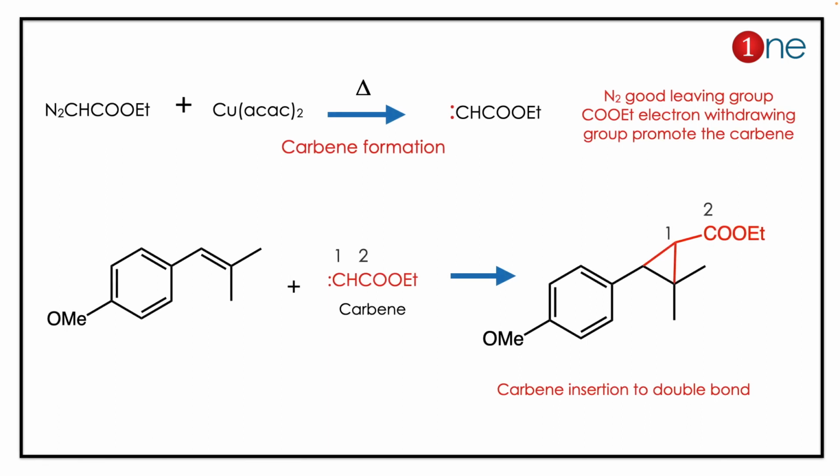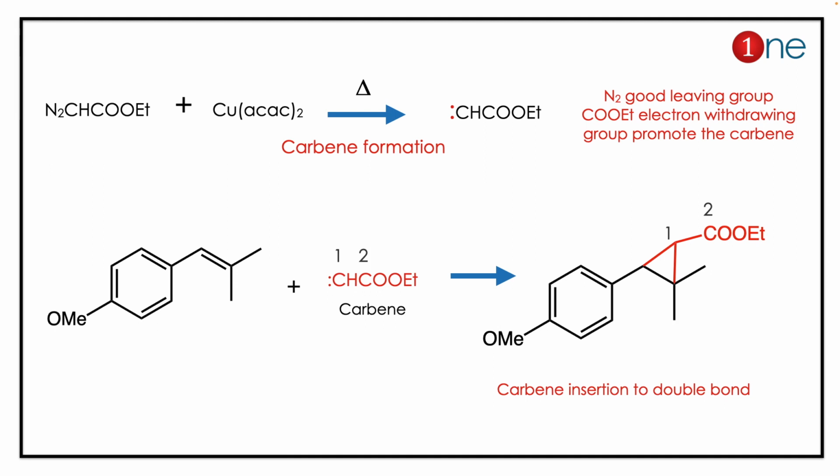Here the important concept you should learn is intermediate formation. In the starting material you have nitrogen. Nitrogen is a good leaving group, so even with a little heat you will get the final product. The starting material is heated, and in the presence of the metal you have the carbene there. Carbene is an extremely reactive species, trying to get involved in the reaction.